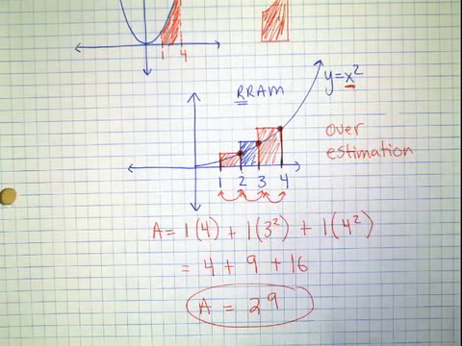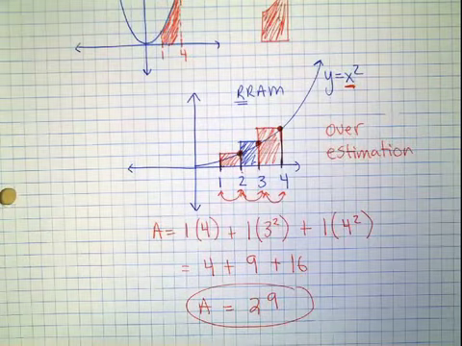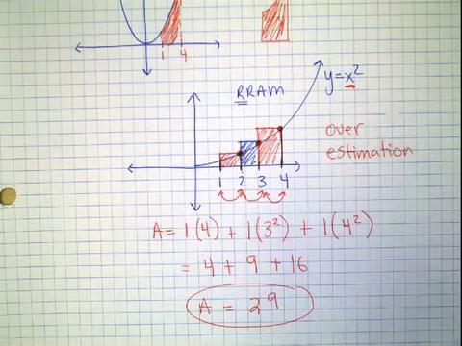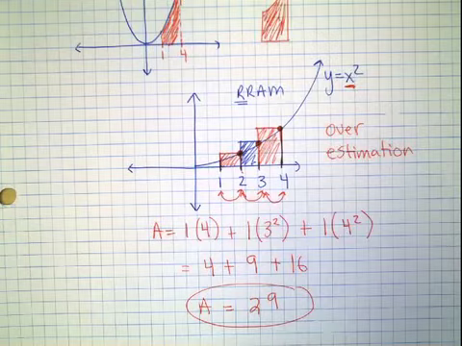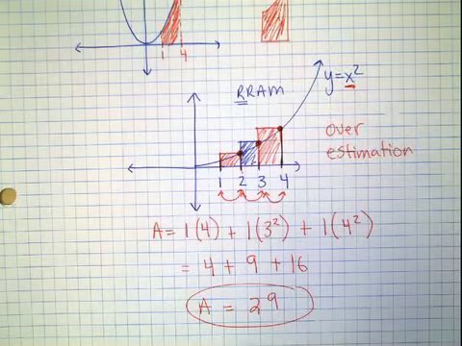If you wanted to get an even better answer, you would try and fit more rectangles into this space. You would try and chop it up even smaller, like into 6 rectangles or 10 rectangles or 100 rectangles. 100 rectangles would be a ton of work, but your answer gets better as you start to use more rectangles. The more rectangles, the better your answer. So that's pretty important to remember.